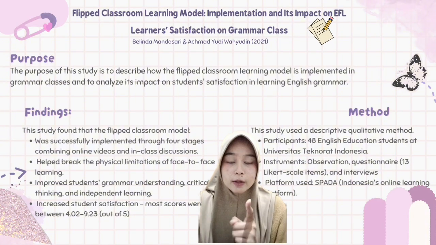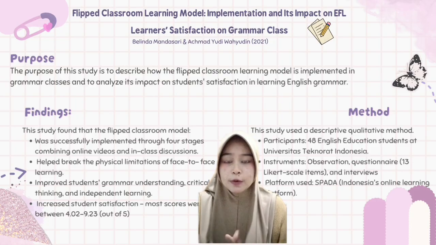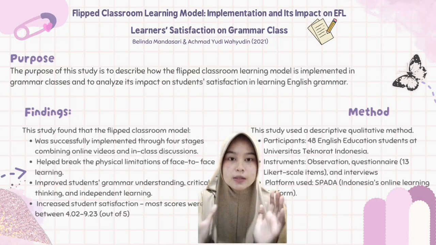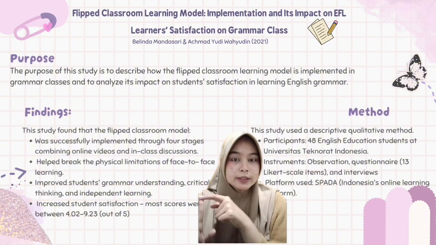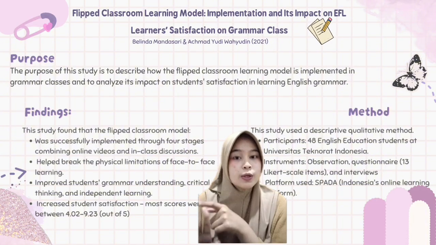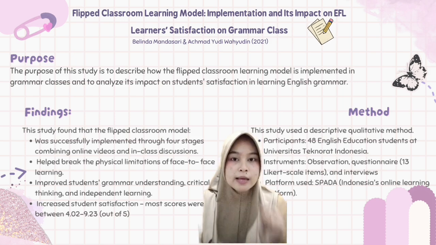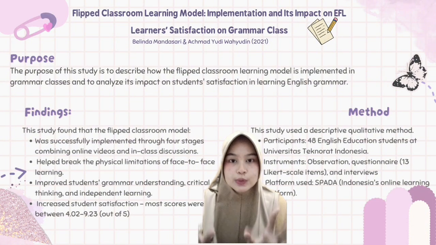Okay, the next one is the method. The study used a descriptive qualitative approach involving 48 students from the English education program at Universitas Teknokrat Indonesia. The data were collected through observation, a 13-item Likert scale questionnaire, and also interviews. The flipped classroom was implemented using an online platform called Spada, where students access learning videos before class and use class time for discussion and application.